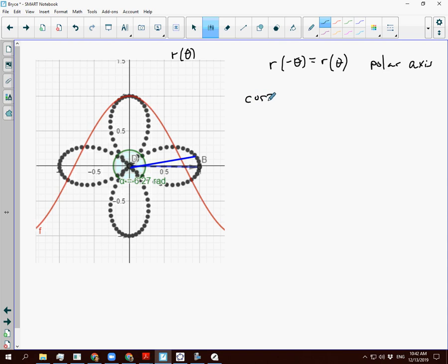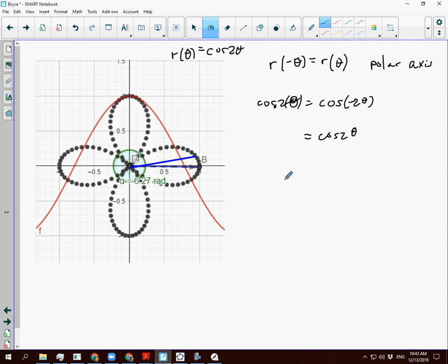So the function was r of theta equals cosine 2 theta. Well, we replace theta with negative theta, so that's 2 times negative theta. Cosine of 2 times negative theta is cosine of negative 2 theta. But cosine is an even function, so that's just the same as cosine 2 theta. In fact, any cosine polar function is going to be symmetric with respect to the polar axis because cosine is an even function.